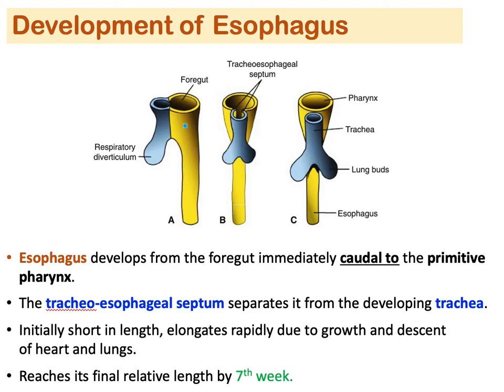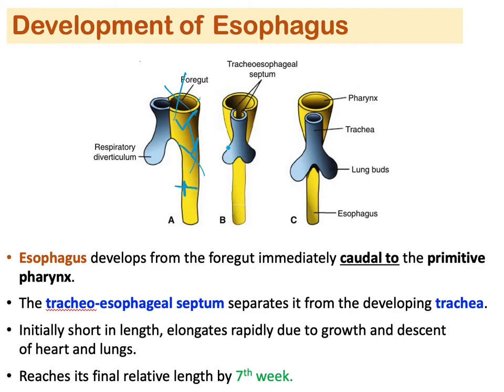You can see here's the esophagus that derived, of course, from the foregut, immediately caudal to the primitive pharynx, because you know that the respiratory diverticulum divided the foregut into two parts. Cranial to it is the primitive pharynx, and caudal to it is the esophagus. So the esophagus developed from the foregut just immediately caudal to the primitive pharynx. So this is the esophagus.